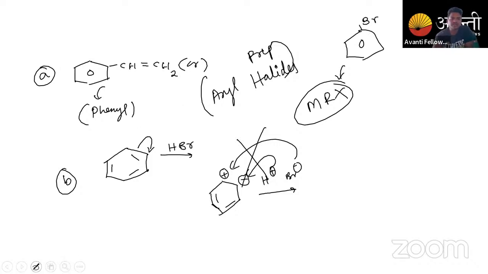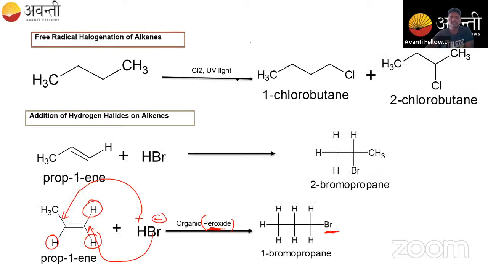We'll study this in the preparation of aryl halides, but the Markovnikov rule will not be valid. Is it clear? Yes. In the preparation of aryl halides, we are going to see this.